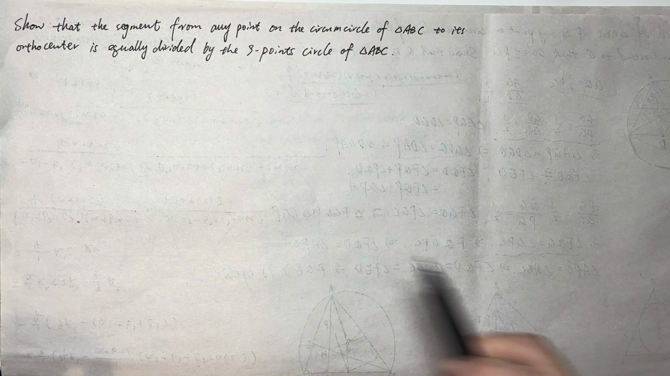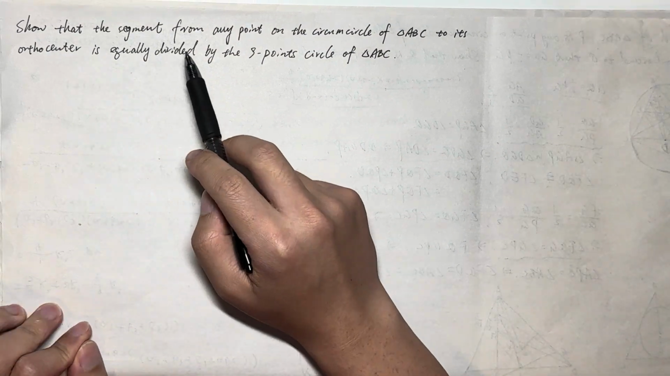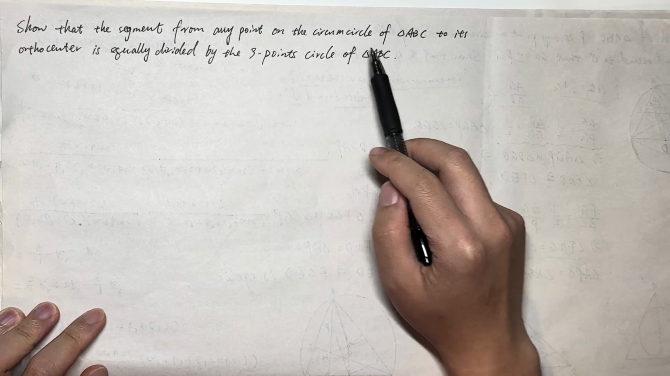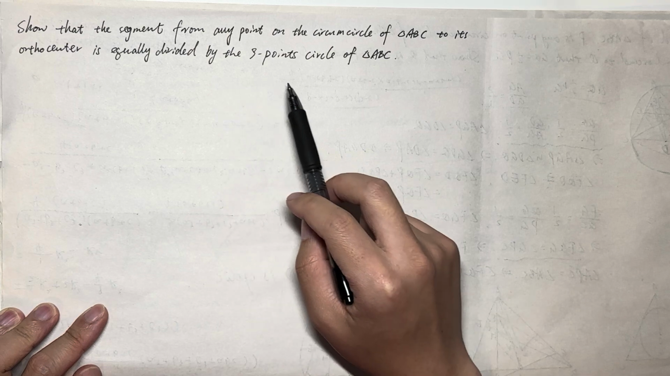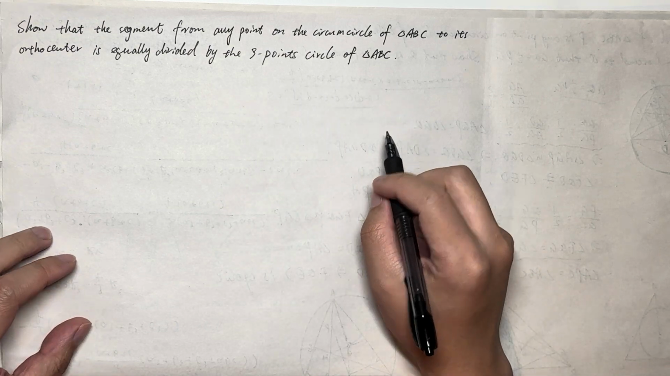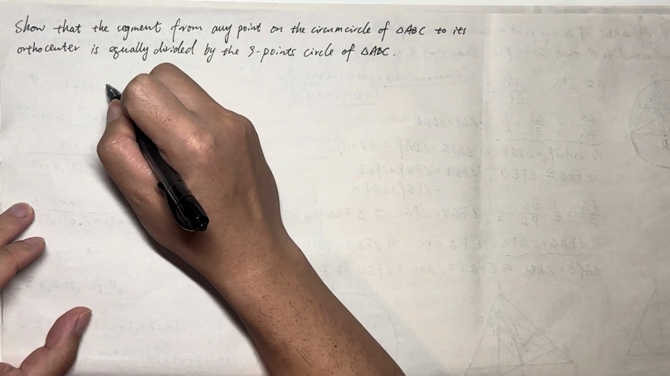Here is a problem. Show that the segment from any point on the circumcircle of triangle ABC to its orthocenter is equally divided by the 9-point circle of triangle ABC. So let's just draw the circumcircle first.